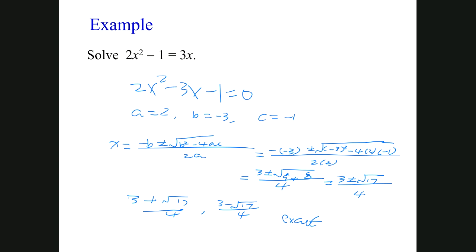Probably very few times you will be asked to round to the decimal point. If you round to the decimal point, now you can use the calculator to estimate this one. Otherwise, this is called the exact answer, okay? All right. So that is using the formula in here, okay?